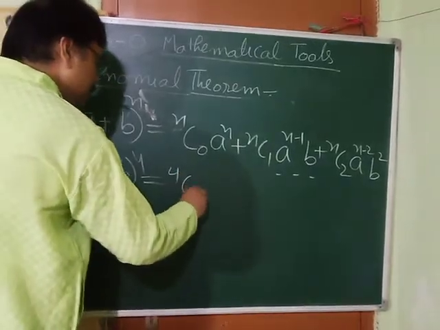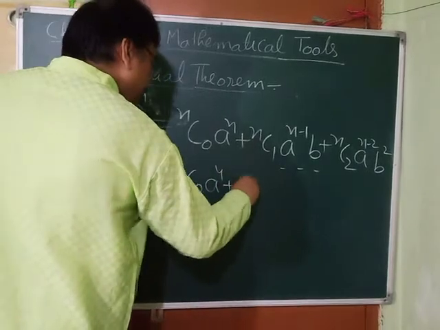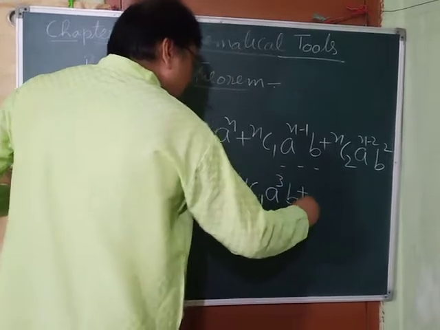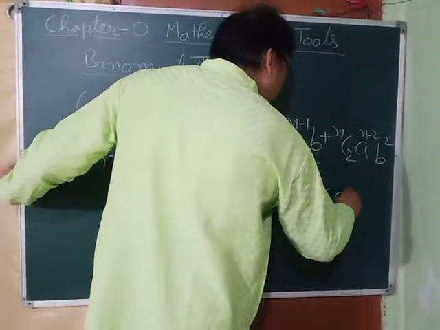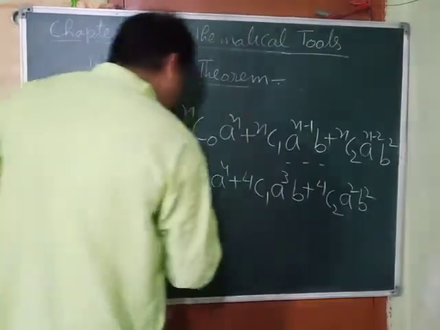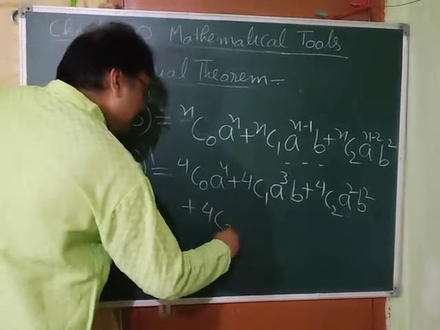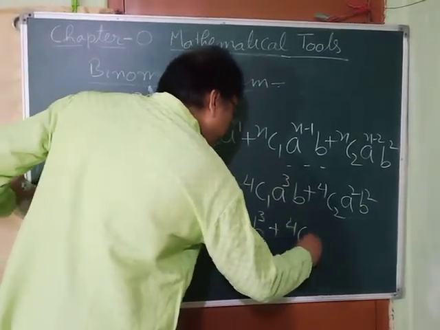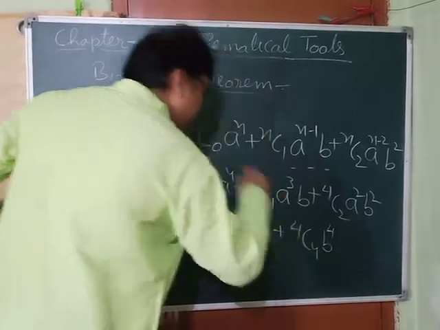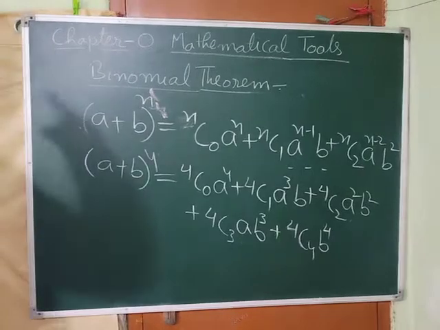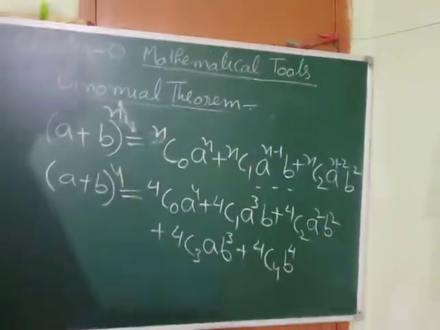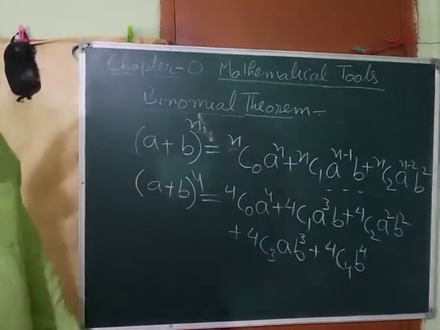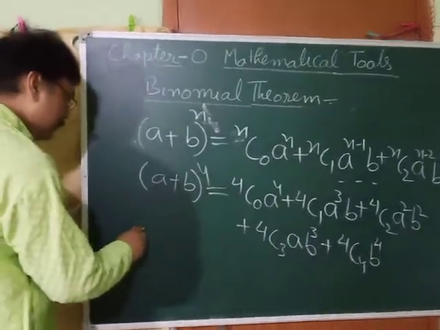Like 4C0 a raised to the power 4, 4C1 a cube b, because the power of a will decrease by 1 and b is there. Then 4C2 a square b square, plus 4C3 a b cube, plus 4C4, the last term, that is b raised to the power 4. I kept on decreasing the powers of a and increasing the powers of b, and once b reaches the maximum power, we have to stop, because 4C4 has come. Now we need to find out the formula for this.